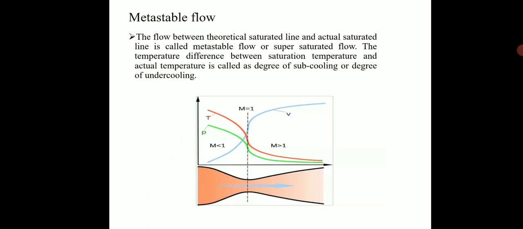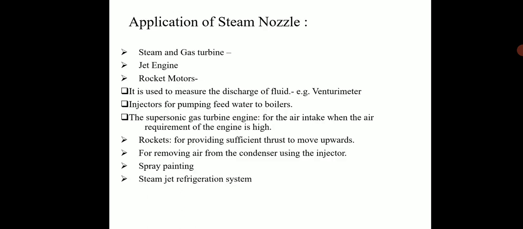The metastable flow, which is the flow between the theoretical saturation line and the actual saturation line, is called metastable flow or supersaturated flow. The temperature difference between the supersaturated temperature and the actual temperature is called the degree of subcooling or degree of undercooling. The diagram shows the metastable flow in the convergent divergent nozzle. Then applications of steam nozzle: steam and gas turbines, jet engines, rocket motors.